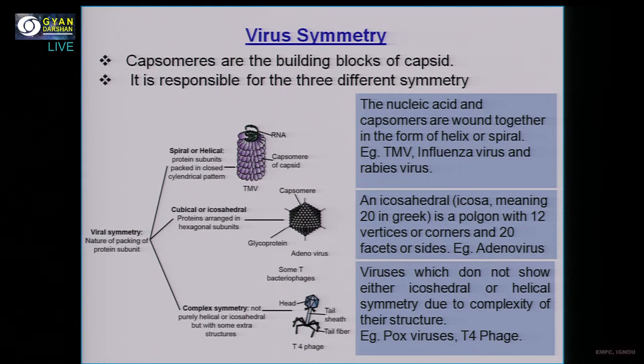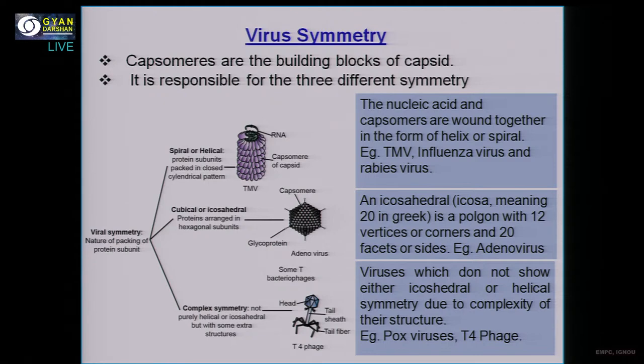Another symmetry is icosahedral symmetry. In icosahedral symmetry, icosa means 20 in Greek. It is a polygon with 12 vertices, or corners, and 20 facets, or sides. Adenovirus is the best example of icosahedral symmetry.